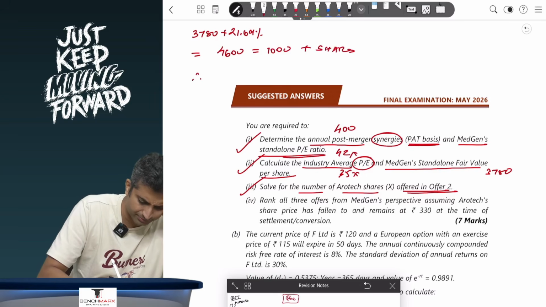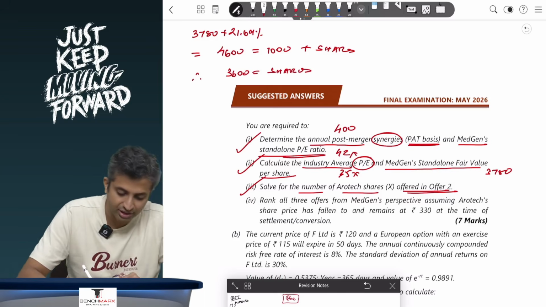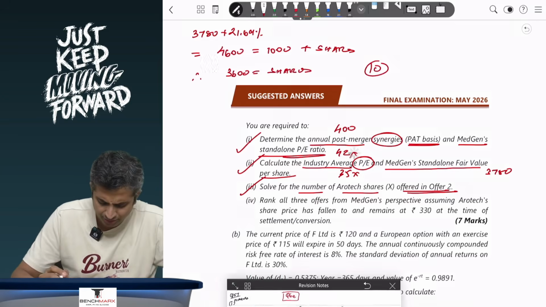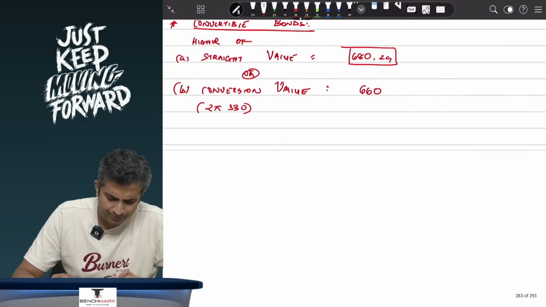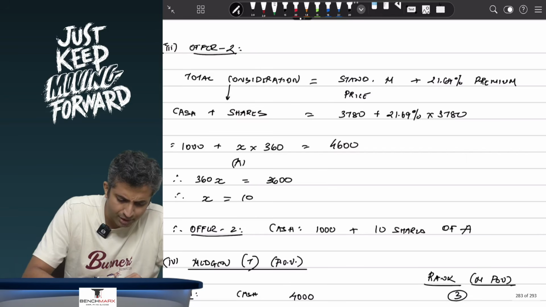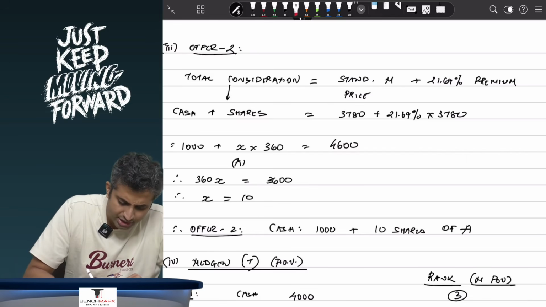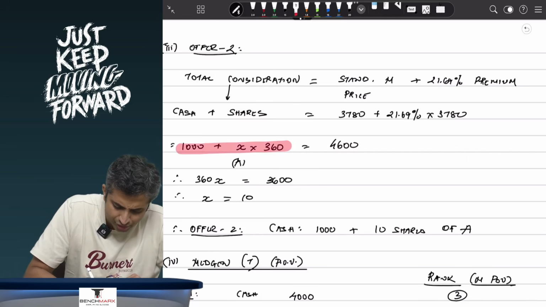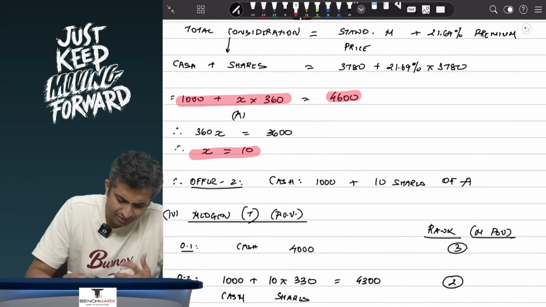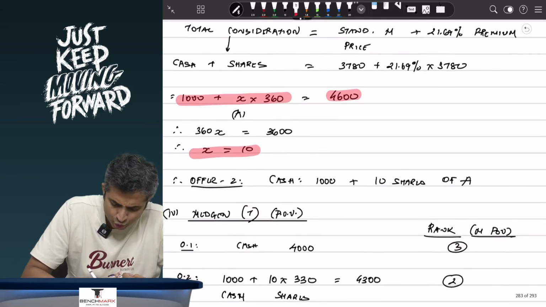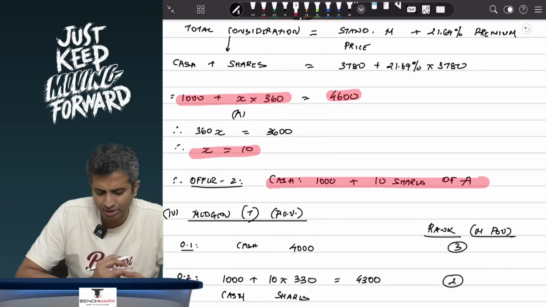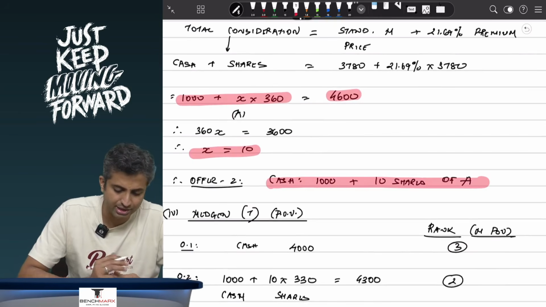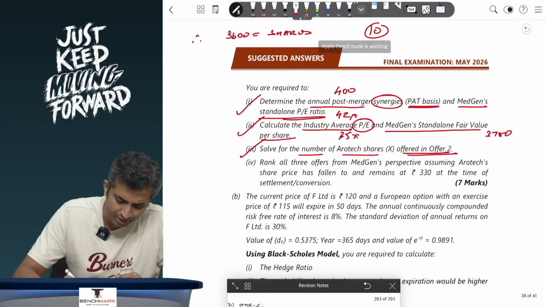So therefore, the 3,600 is the value of the shares, and every share is worth 360, and hence there would be 10 shares if I go to see. Over here, when I review offer 2, total consideration will be of cash and shares together, which is 4,600, and hence X is equal to 10. So offer 2 will give you 1,000 of cash and 10 shares of Aerotech over here.